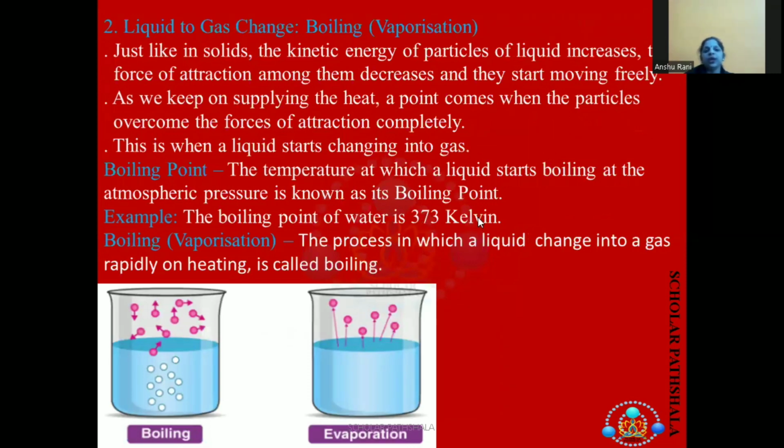Then we have liquid to gas change, that is called boiling. Boiling is also called vaporization. When you are converting a liquid into gas, again you are giving heat, and that heat is used to break the bonds present between the particles, and now the particles move away from each other. Now they are freely moving, with more random motion. The temperature at which liquids start boiling is called the boiling point, and for water it is 373 Kelvin.